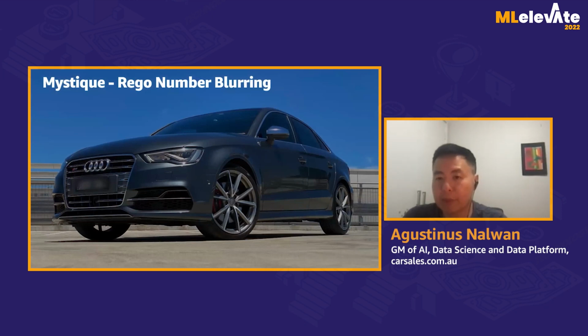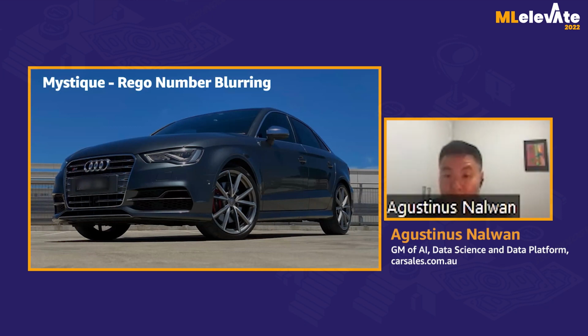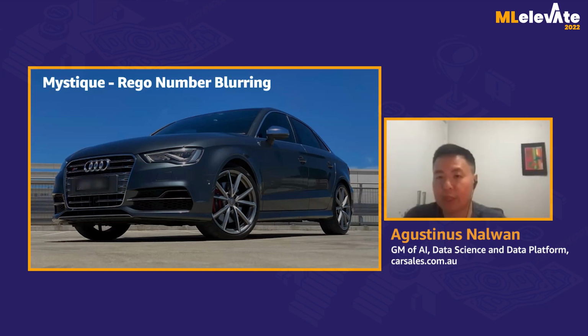The second AI model that we built is called Mystic. This is an object detection model that detects the presence of a registration number in your car photo and blurs it automatically with the intent to protect your privacy. Because in Australia, and I believe in many other countries too, there are a lot of criminals searching for a photo of a car on our portal that's similar to what they have, and then crop the registration number, stick it onto their car, and then commit all kinds of criminal activity. So we use this technology to protect our sellers.